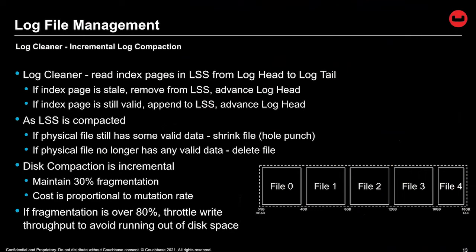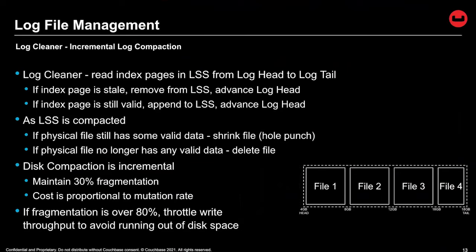As the logical log is compacted by the log cleaner, the underlying disk space can be returned back to the file system. If a physical file has some valid data and some stale data, it can be shrunk by performing hole punching. If a physical file no longer has any valid data, then the file is deleted. Hole punching provides a more fine-grained control in this case. This disk compaction is incremental in nature and happens in the background.